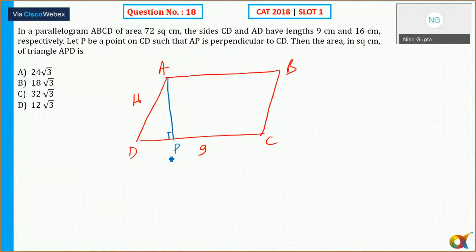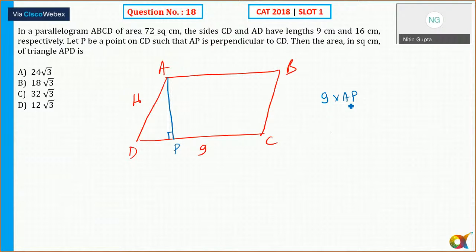Then the area of the triangle APD. Now we know the area of the parallelogram. Area of the parallelogram is equal to base into height. Yes or no? Simply base into height. So the base is 9. On base 9, the height is equal to AP.